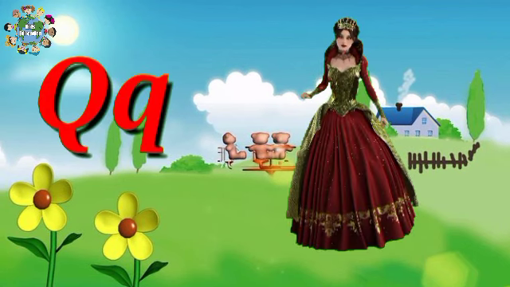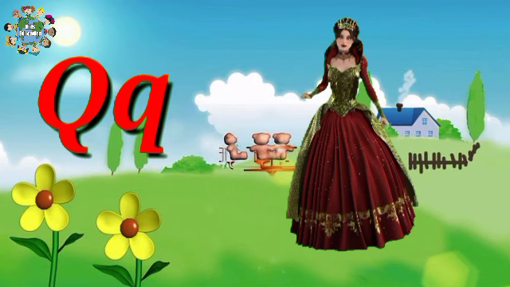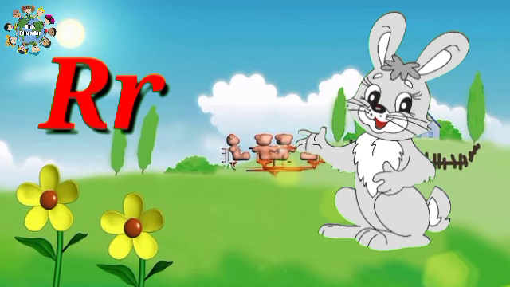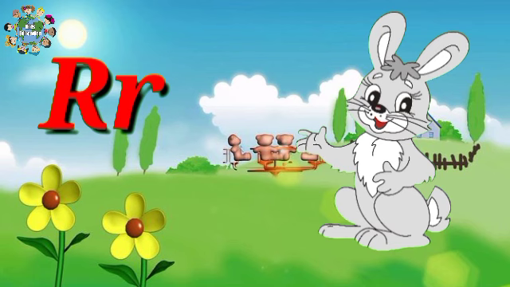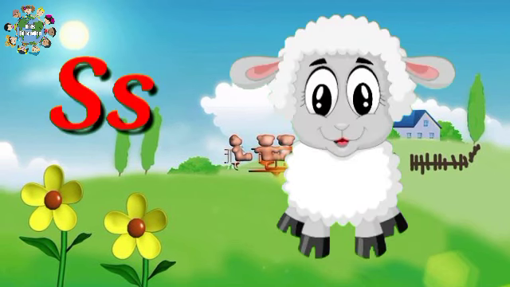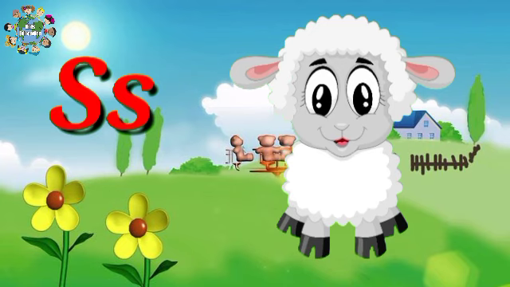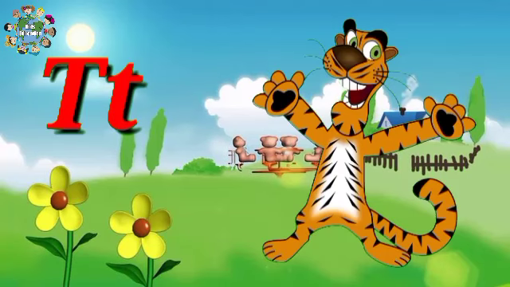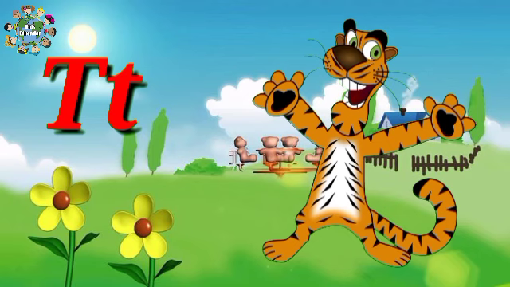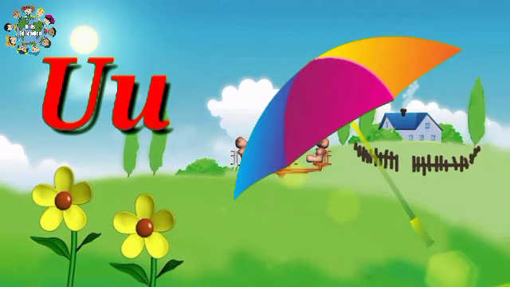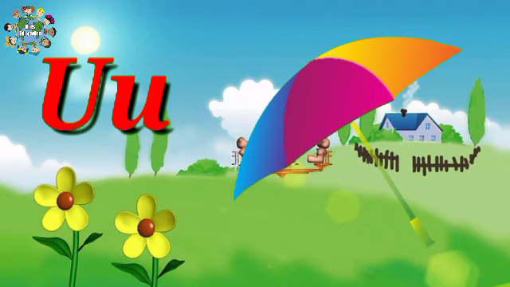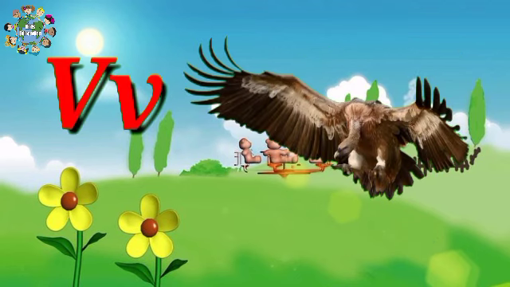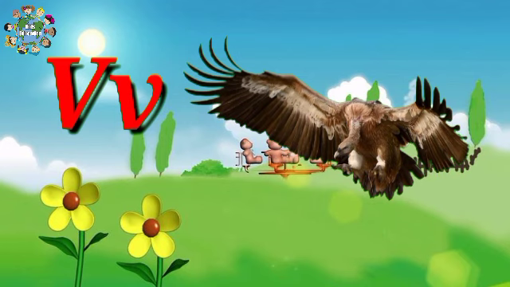Q for queen. R for rabbit. S for sheep. T for tiger. U for umbrella. V for vulture.